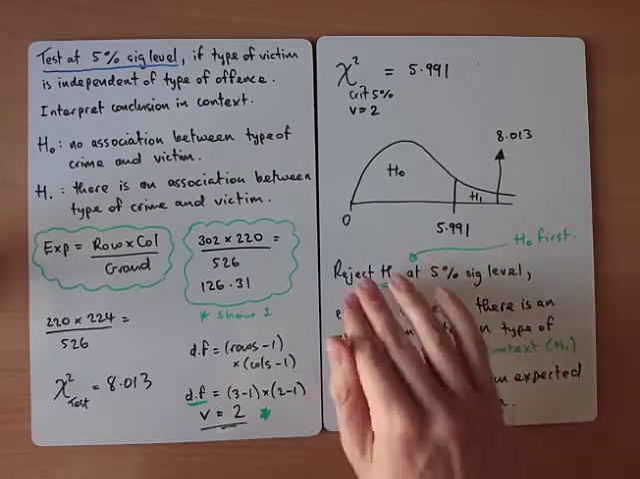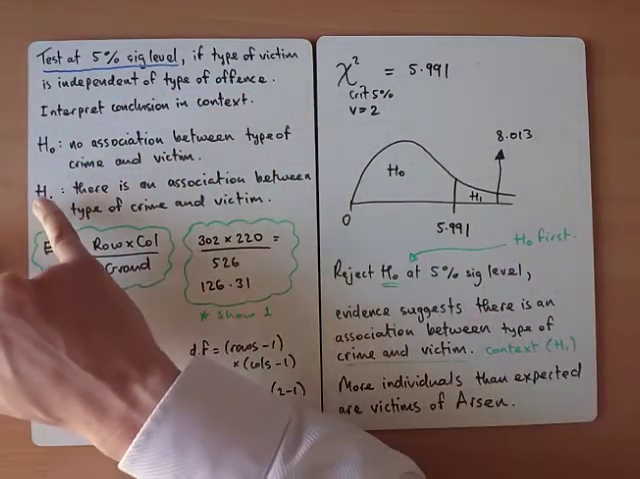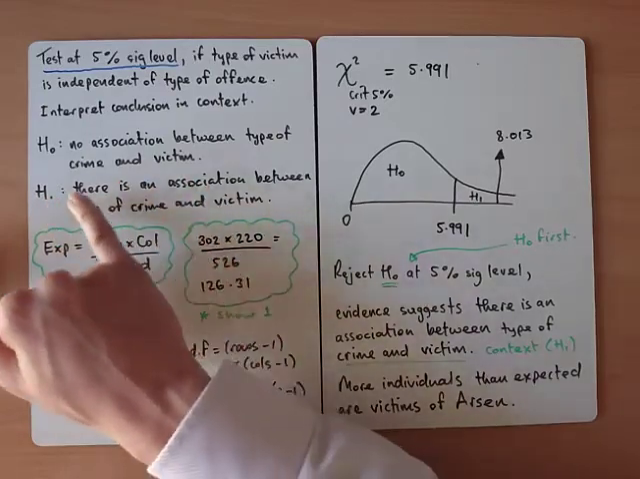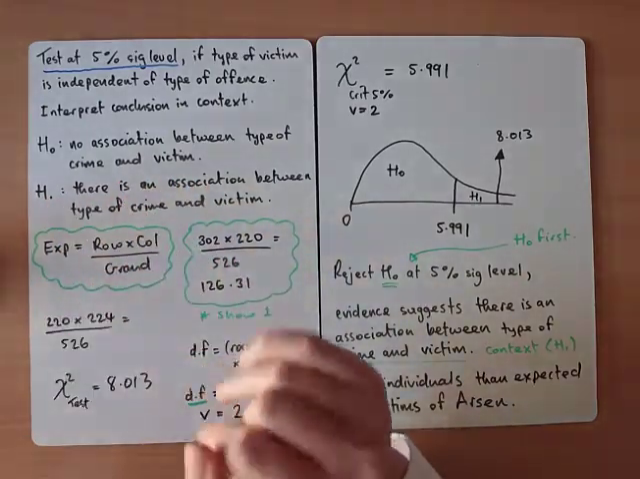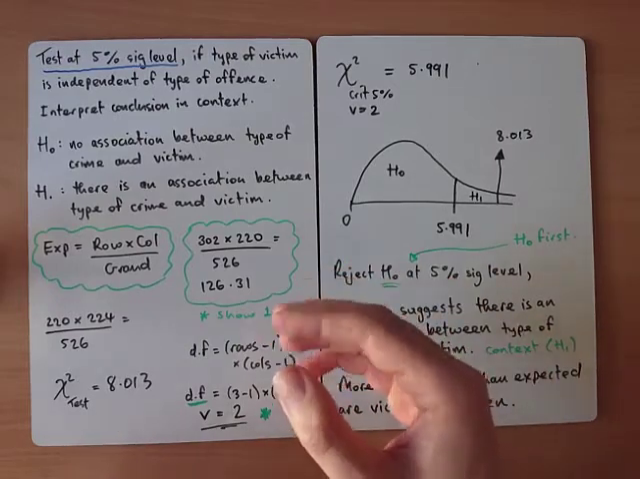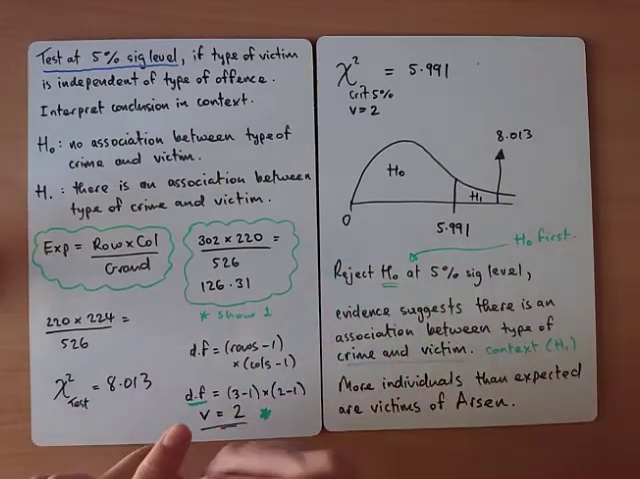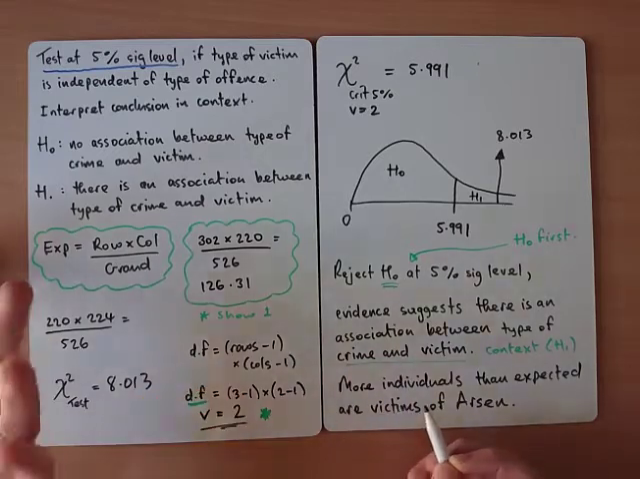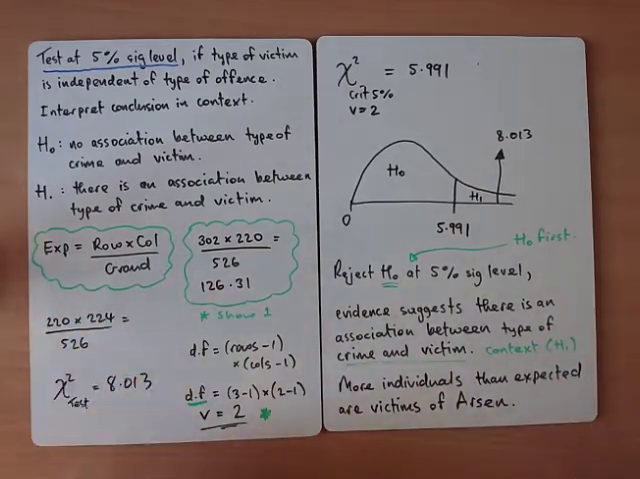whenever you end up rejecting, when we're saying that there is a link, there is an association between these two things, you will probably be asked to dig down and say, well, what is the association between them? You're saying there's a link, but which way does it happen? So we can look at the observed values and the expected values. You need to say than expected, okay? So more individuals than expected are victims of arson.